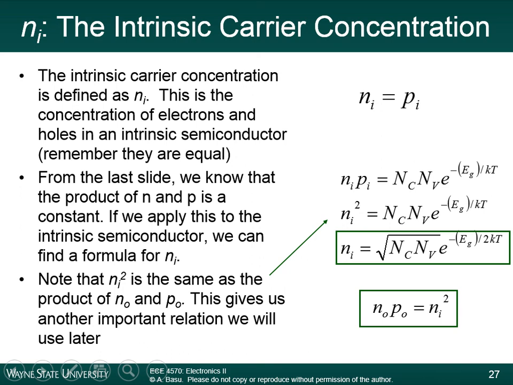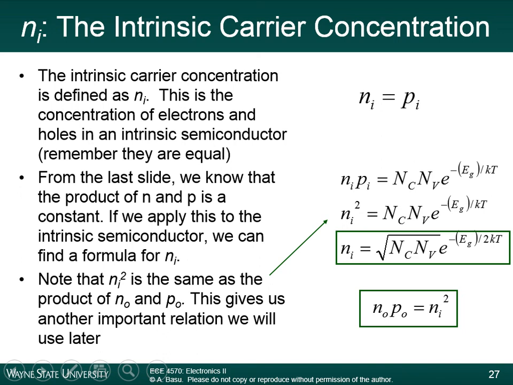So from these relationships, we come to the conclusion that N0 times P0 is equal to Ni squared. Note that Ni squared is the same as the product of N0 times P0. This gives us an important relationship that we're using everywhere here. Ni squared is equal to Nc times Nv, e to the Eg over Kt. We also have this relation up here: Ni times Pi is equal to the same thing. Therefore, Ni times Pi is equal to Ni squared. This was derived for an intrinsic semiconductor, but it's also applicable to an extrinsic one as well.